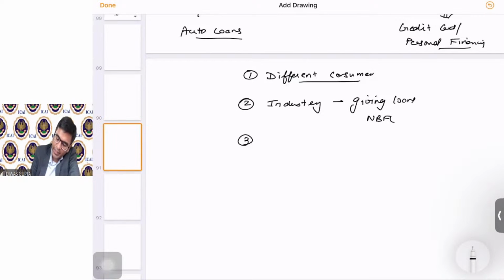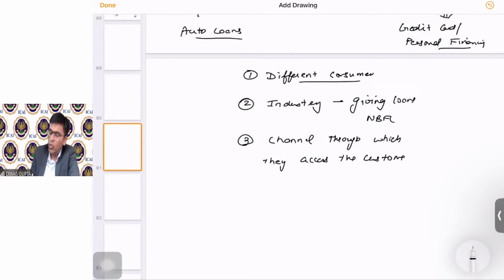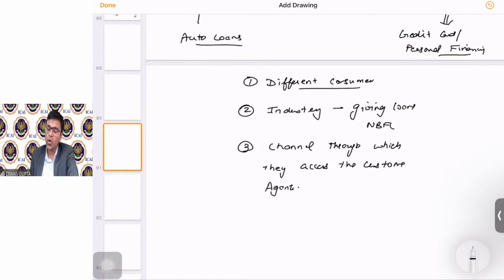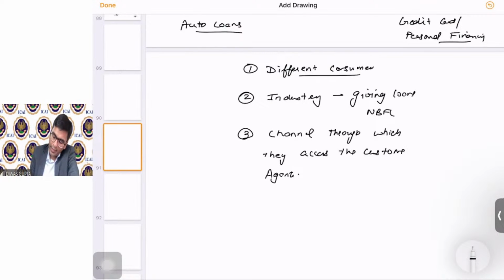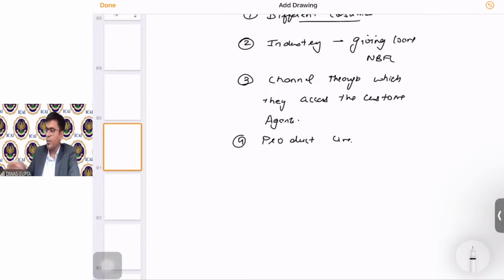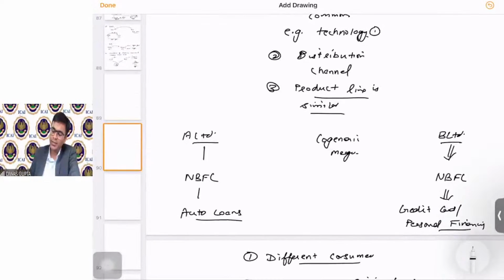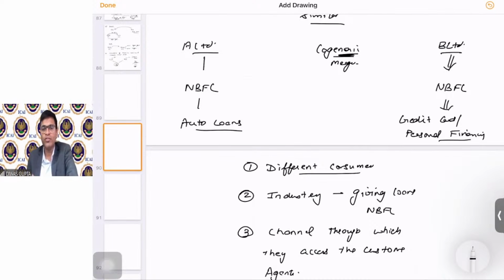Then third is the channel through which they access the customer. This is also common, because they will be accessing the customers through some agents who will help them with giving the auto loans or personal financing. So it is also common. And the fourth one is their product line. Product line is similar, only the end use of that loan is different. So this merger will be called a co-generic merger, students. So the generic is the same. Both of them have the same generics, and hence, once they get merged, they are called co-generic mergers.